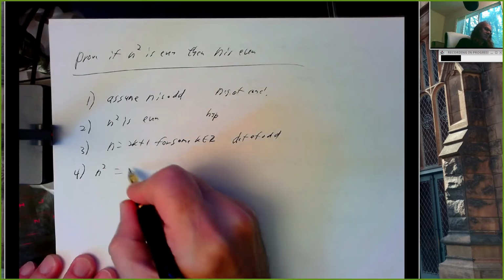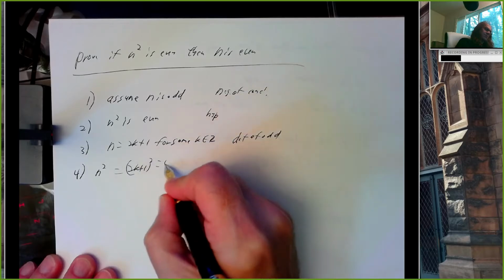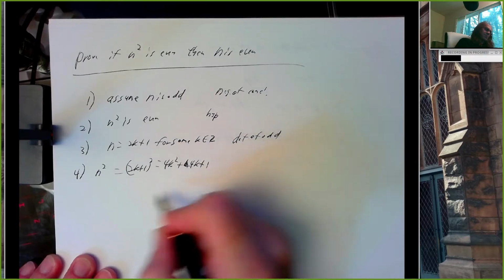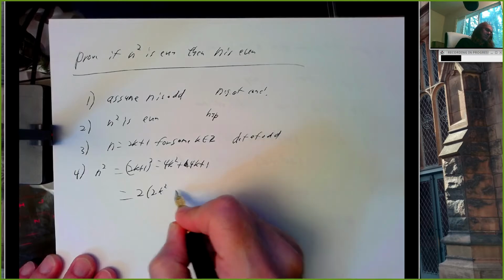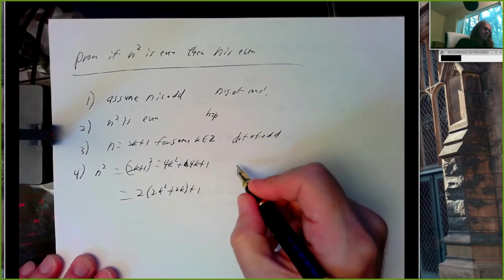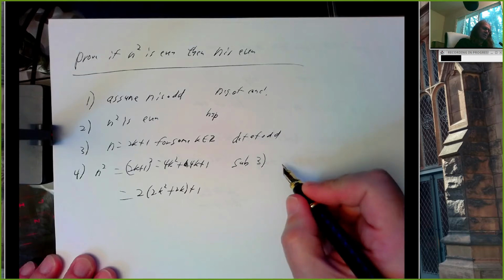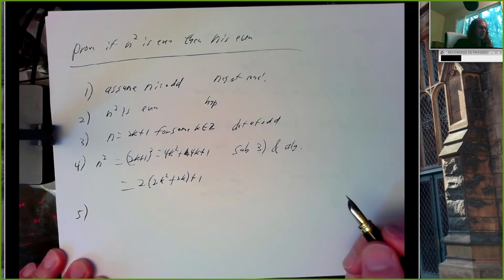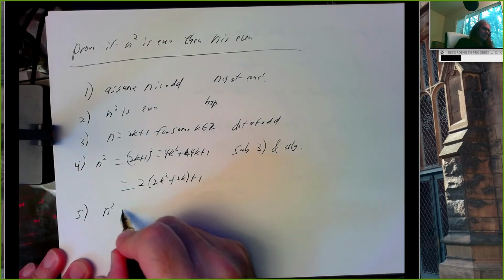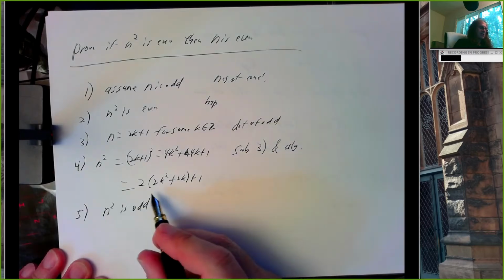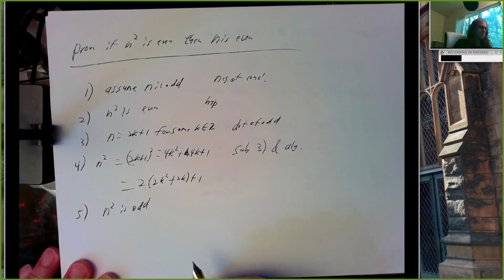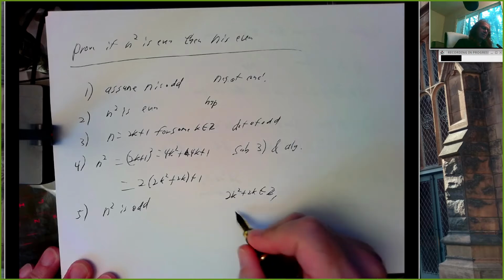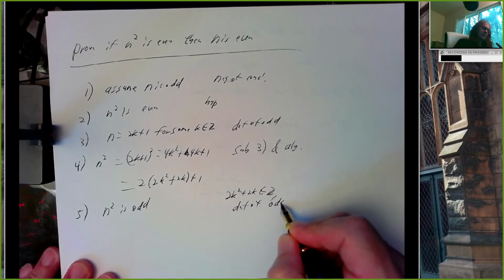And then we can substitute: n squared equals (2k plus 1) squared equals 4k squared plus 4k plus 1 equals 2 times (2k squared plus 2k) plus 1. That's substitution and algebra. And this tells us n squared is odd, because it's twice an integer plus 1. So 2k squared plus 2k is an integer, and the definition of odd applies.